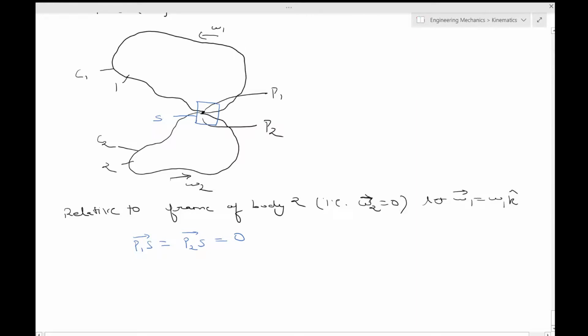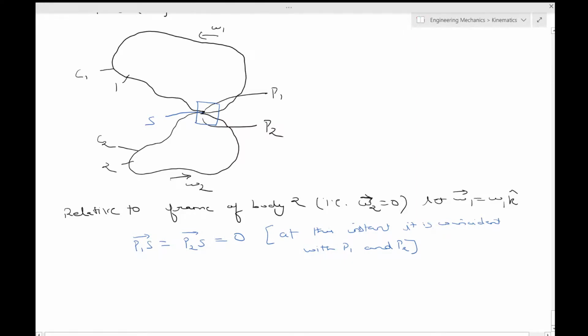So at this instant S is coincident with P1 and P2, and that makes sense, right? Because the relative position vector P1P2 will be 0. Actually I should show you, I have shown an enlarged view, but actually it is this point. It's just shown in enlarged view.